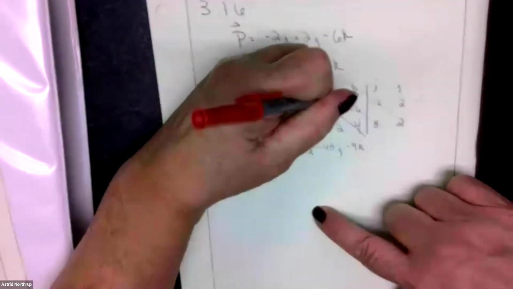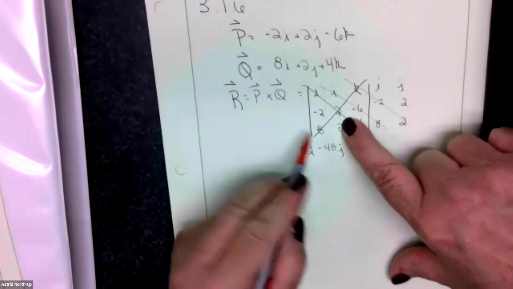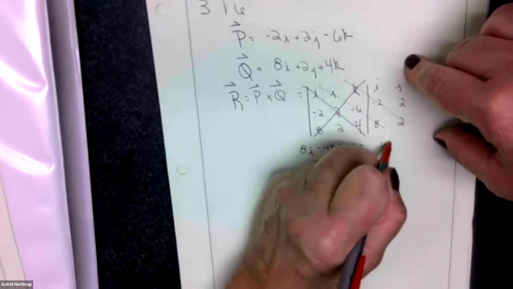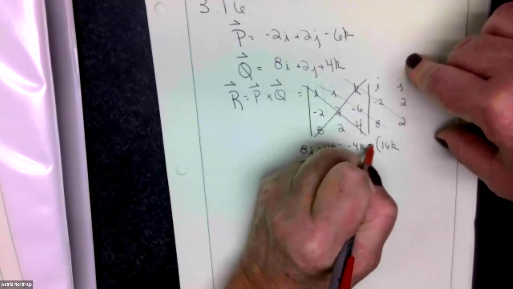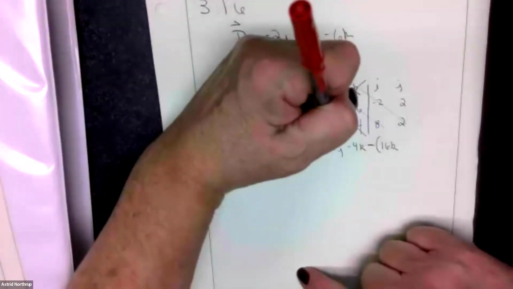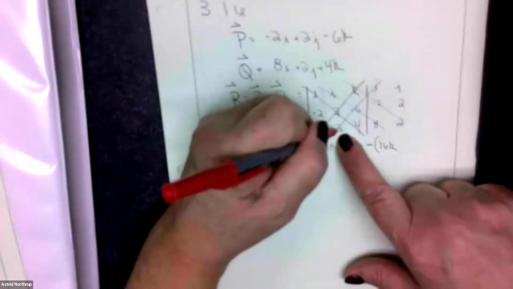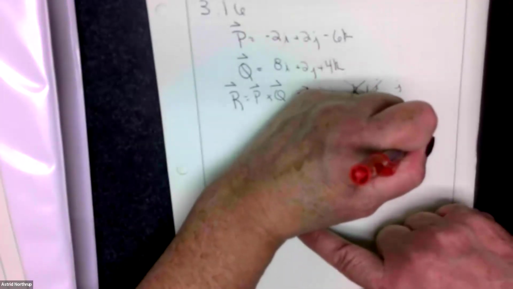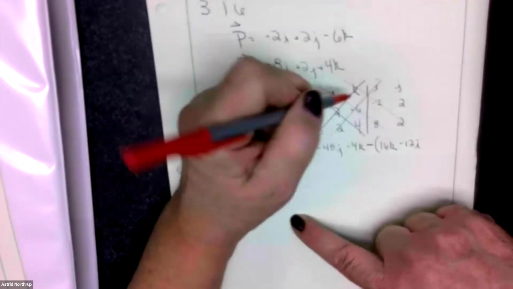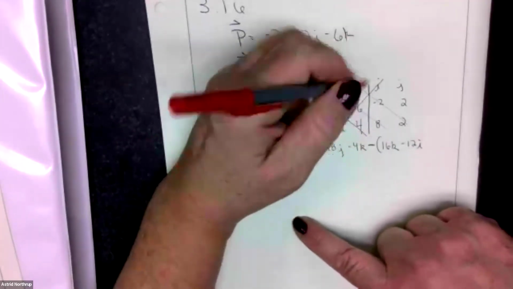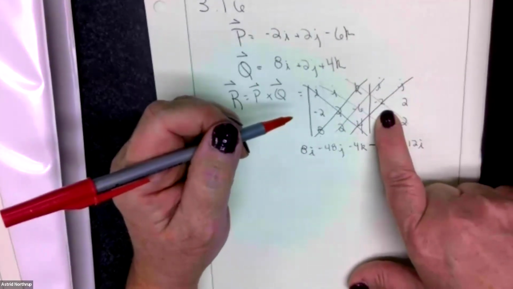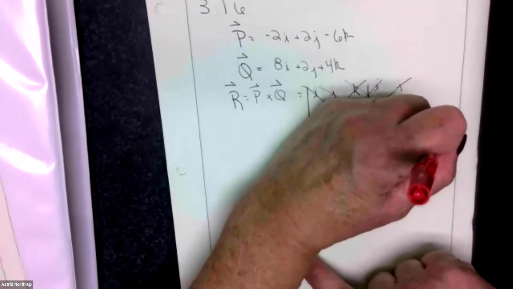Now I come back up the other way, and I multiply 8 times 2 times K, which is 16K. But this time I have to subtract. Everything that I go from left to right is subtracted. Then I get 2 times negative 6, which is negative 12I. And 4 times negative 2, which is negative 8J.